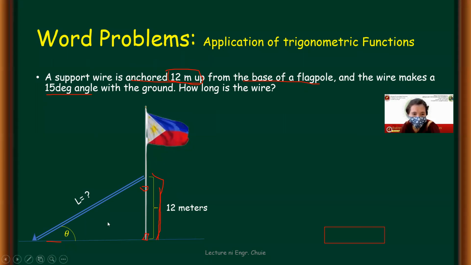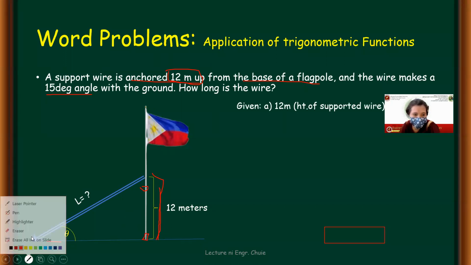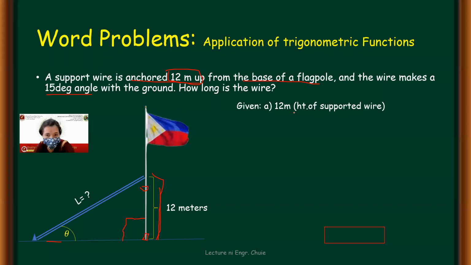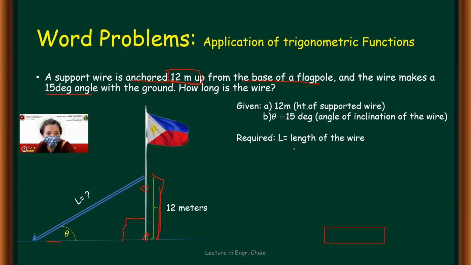If we can see on the illustration, we can say that this is a right triangle. That is 90 degrees. We have theta at 15 degrees. So right now, na problem, given natin is 12 meters. That is the height of the supported wire. We have theta, which is 15 degrees. That is the angle of inclination of the wire from the ground. And required natin is to compute the length ng wire.